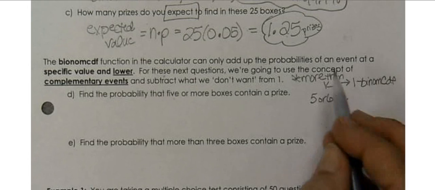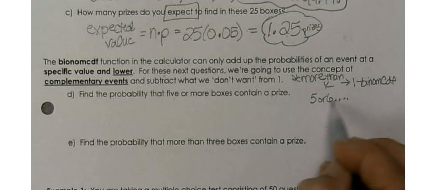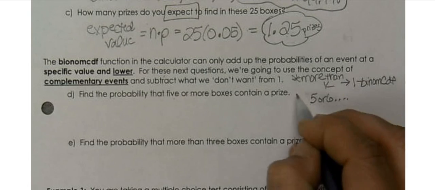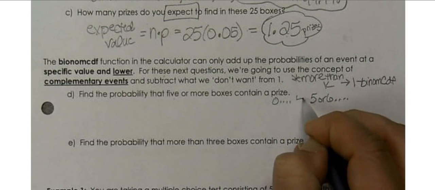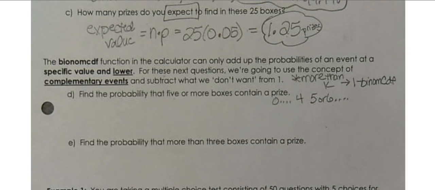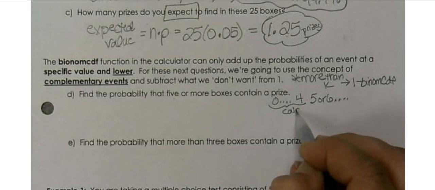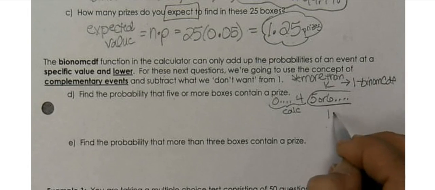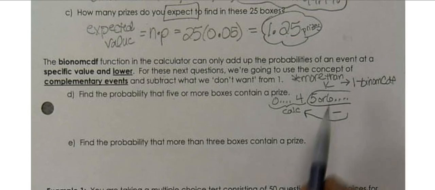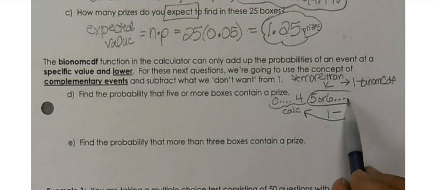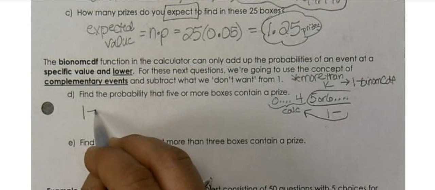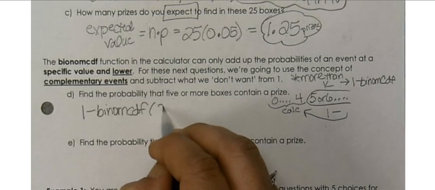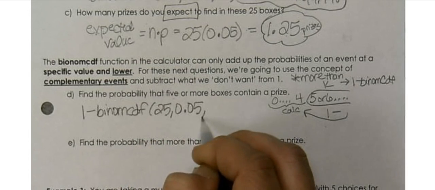However, when you think about the lot of everything, that's not what the calculator can calculate for us. The calculator can take off a certain amount. So when you think about all the prizes, and we kind of looked at this the other day when I tried to prep you for it, this is what our calculator can give us, and this is what we want. And so what we need to do is we need to take 1 minus everything else in order to get 5 or more, which means that we're going to take 1 minus the binomial cumulative distribution frequency of 25 trials at a success rate of 0.05.